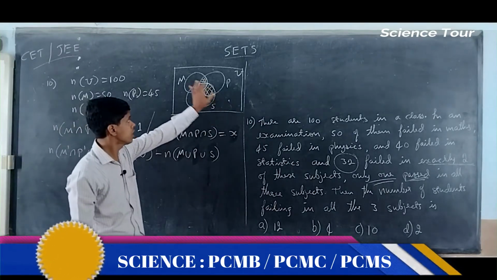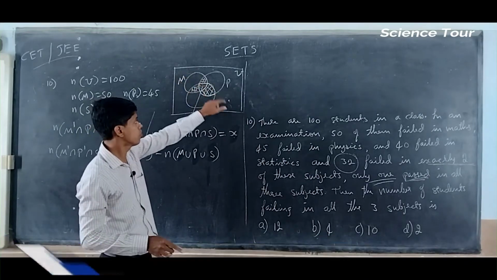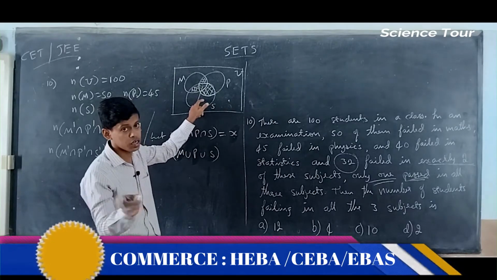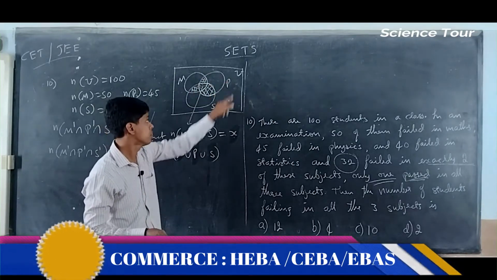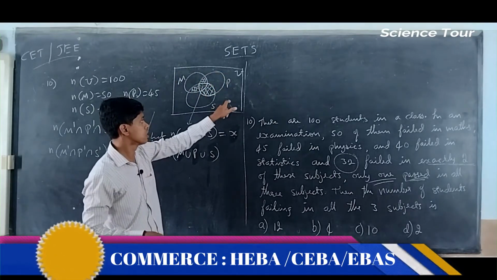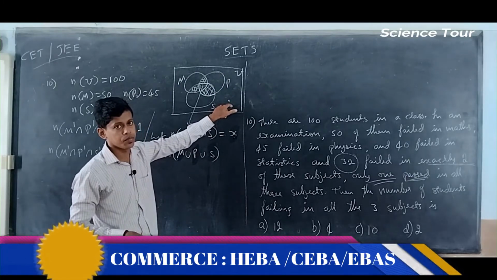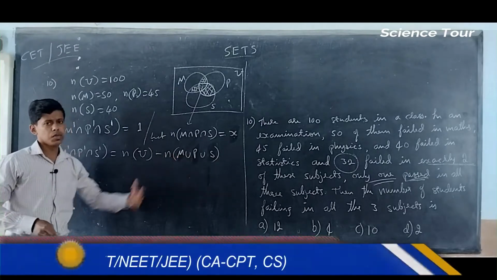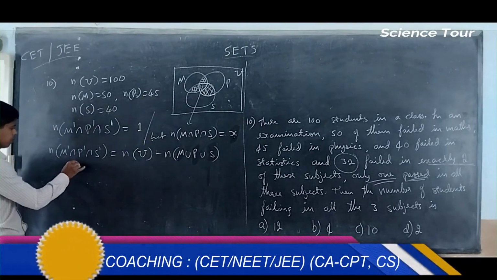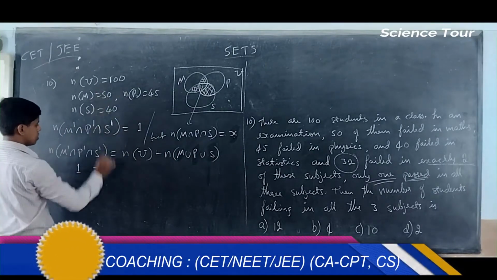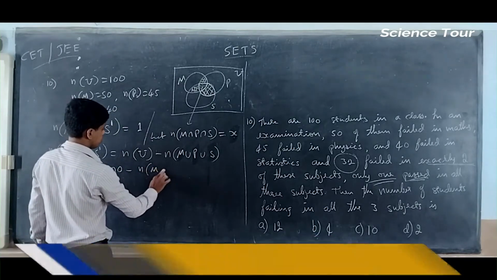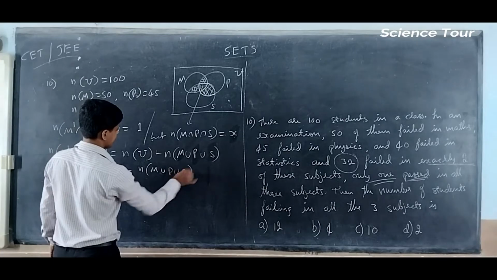So he did not fail in maths, therefore he is not here. He did not fail in physics, therefore he is not here. He did not fail in stat, therefore he is not here. He is outside the circles but inside the class, inside the rectangle. Well, so from here what we get is this number, because this is 1. N of U is 100 and this is M union P union S.